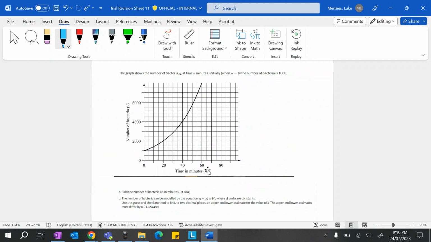The graph shows the number of bacteria Y at time n minutes. Initially, when n equals 0, the bacteria is 1,000. Find the number of bacteria at 40 minutes. Nice and easy. Come along to 40.